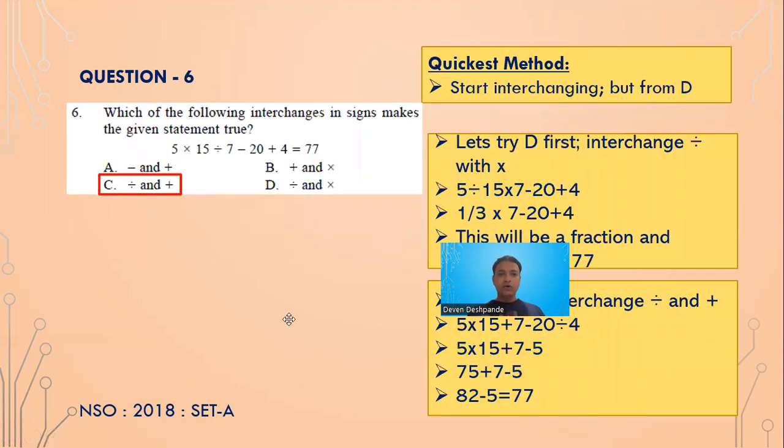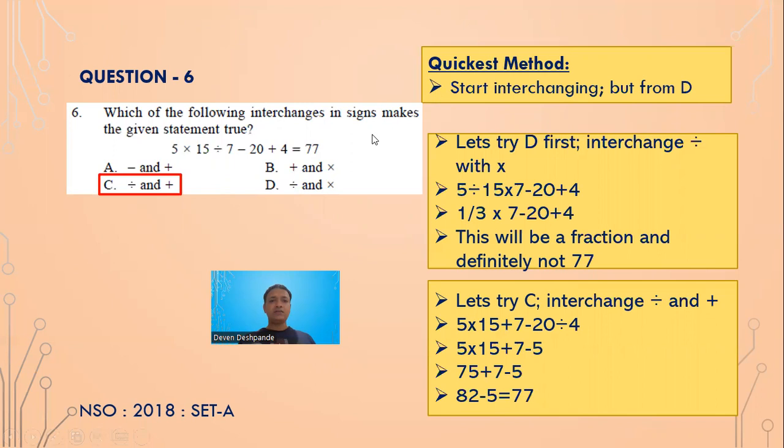Which of the following interchanges in signs make the given statement true? 5 into 15 divided by 7 minus 20 plus 4 is equal to 77. Now, don't try all the options. Try the options starting from the end. Let's start from the end. So let's try D first.